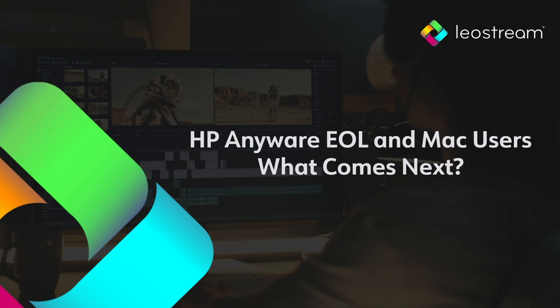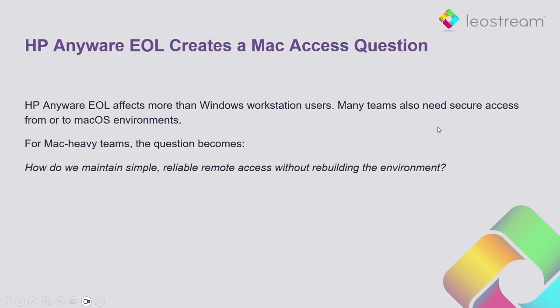Today, I want to talk once again about the HP Anyware end of life announcement that happened earlier this year, and in particular, talk about how it affects you if you connect to remote macOS. PC over IP was one of the few protocols on the market that actually works with all three operating systems: Windows, Linux, and Mac. So if you have a mixture or you are just Mac, what do you do next?